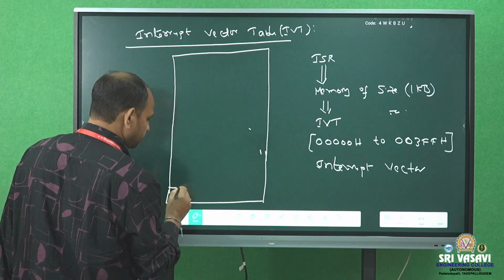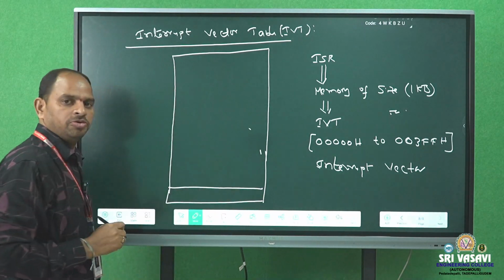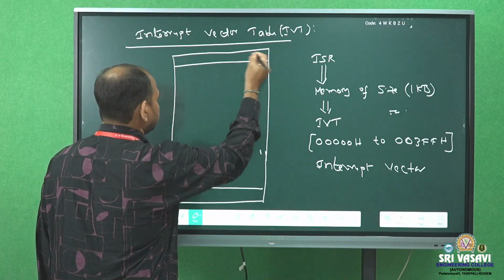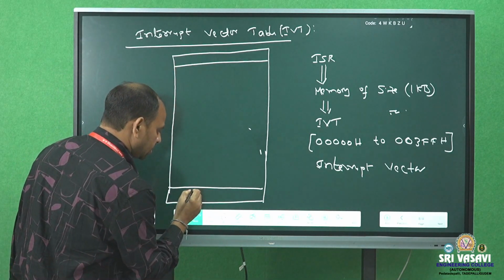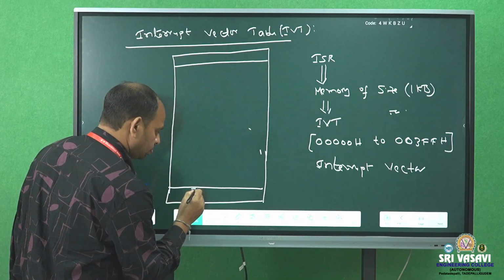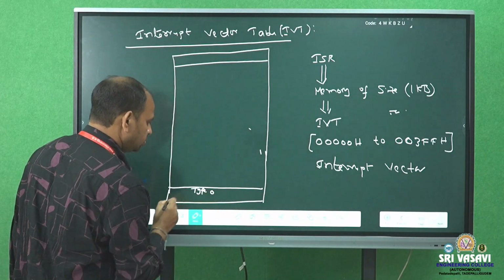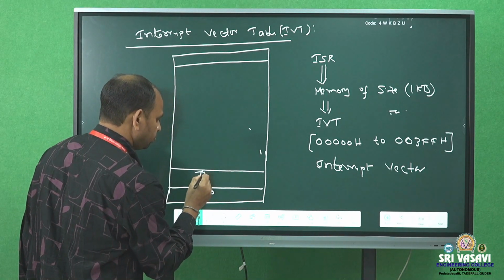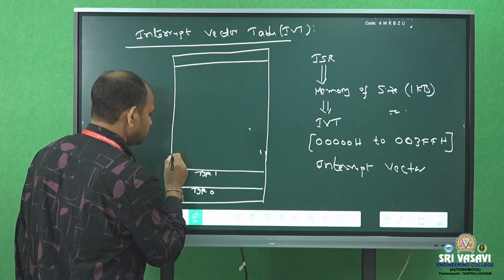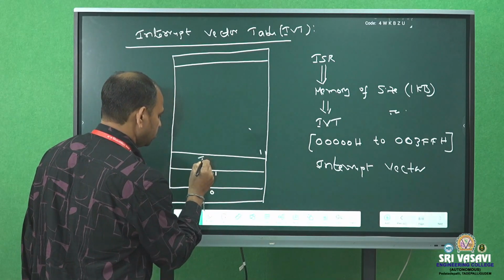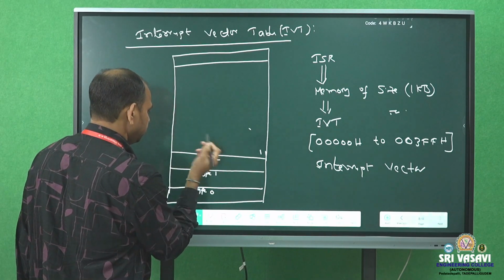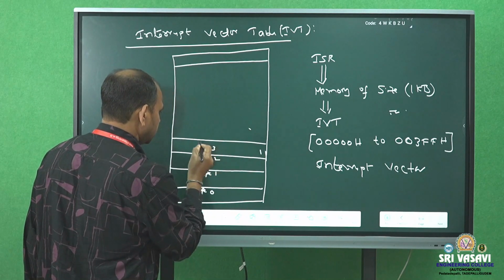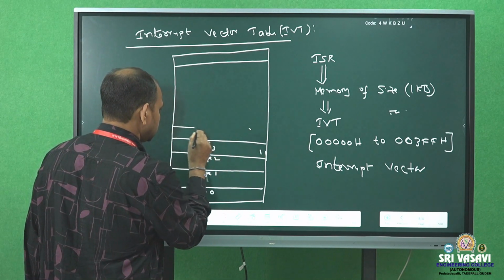So totally we have 256 interrupts. Okay, so type 0 to type 255. So this is type 0, and the second one is type 1. Type 1 interrupt. Next, this belongs to type 2, and this belongs to type 3, and this belongs to type 4.